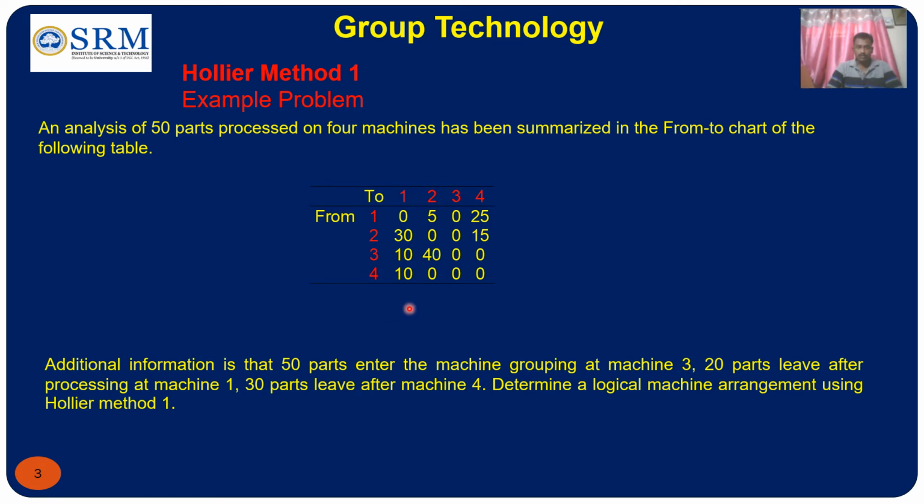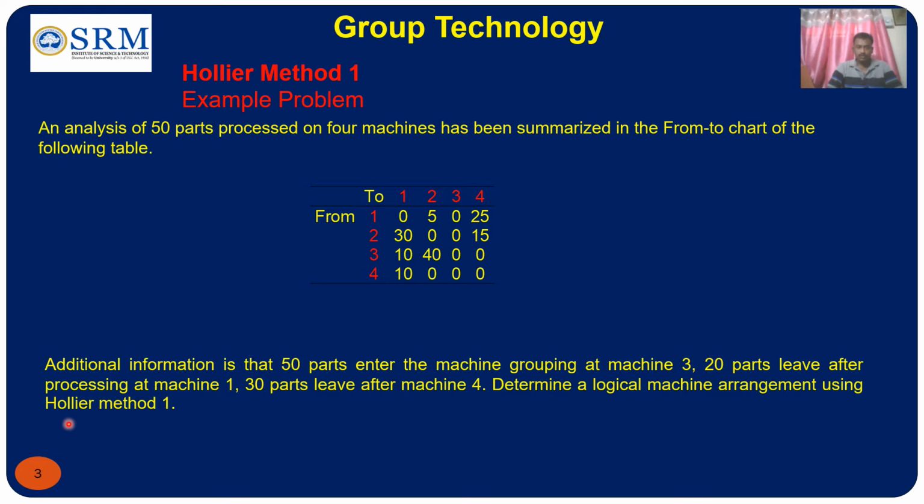Now from machine 4 to machine 1, 10 parts are moving. From machine 4 to machine 2, no parts are moving. Machine 4 to 3, no parts are moving. Machine 4 to 4, no parts are moving. This is how the from-to chart illustrates the movement of parts from machine to machine. In addition to this from-to chart, they have given some additional information. This is very important. We have to read the problem carefully.